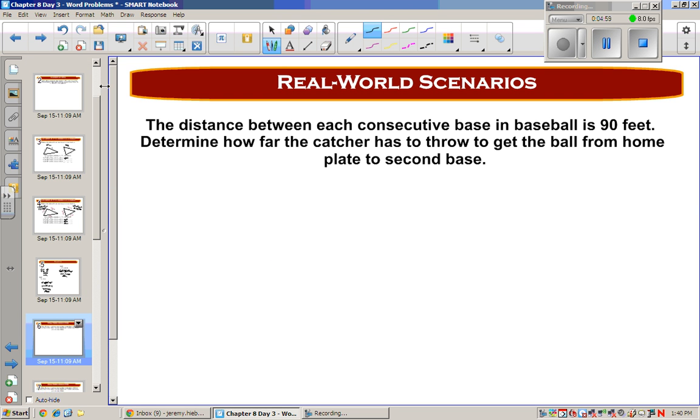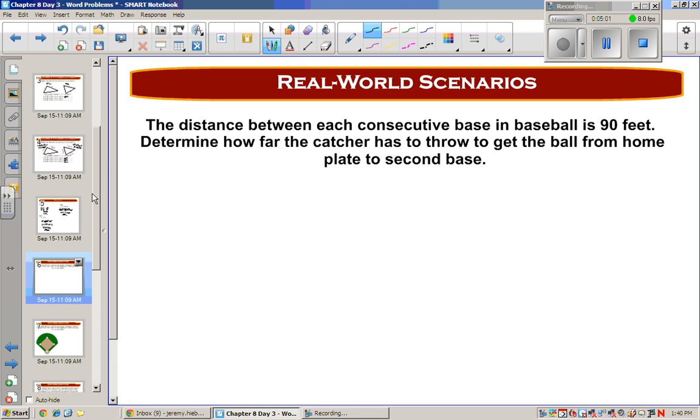And now we're going to do some real world problems, our other learning objective. This one says the distance between each consecutive base in baseball is 90 feet. Determine how far the catcher has to throw the ball to get from home to second base.